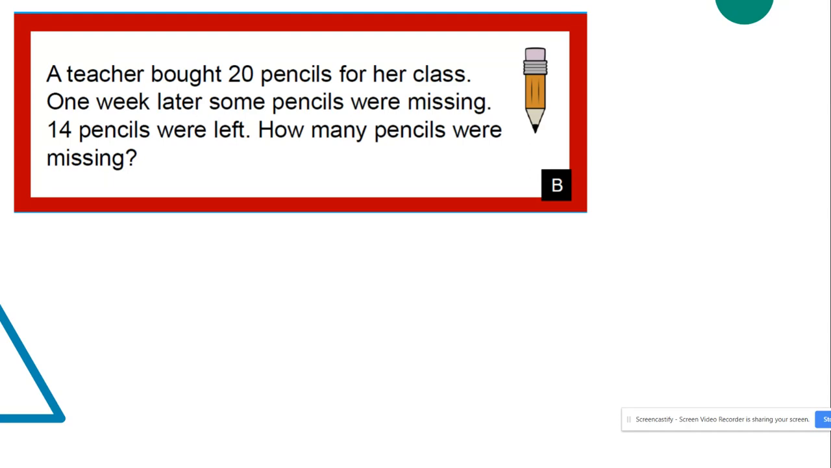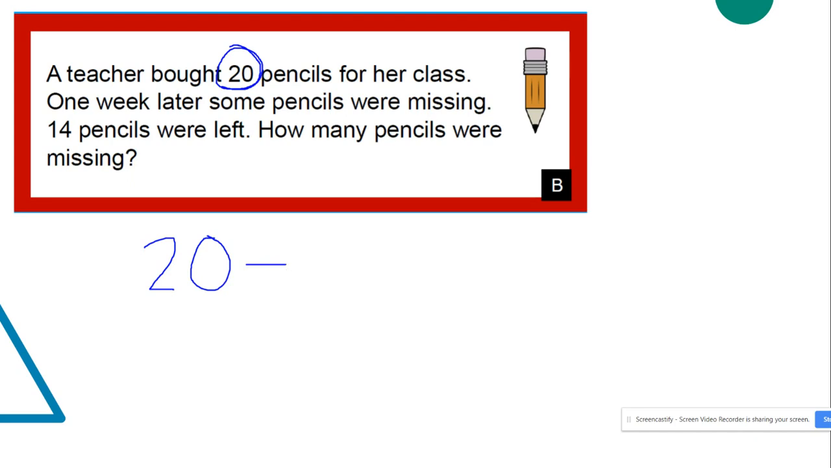A teacher bought 20 pencils for her class. 1 week later, some pencils were missing and 14 pencils were left. How many pencils were missing? I'm going to help you set up this problem, but then I'm going to have you stop it and solve it. Remember this one, we know how many pencils we had, so you're going to write 20. We're going to use our subtraction.